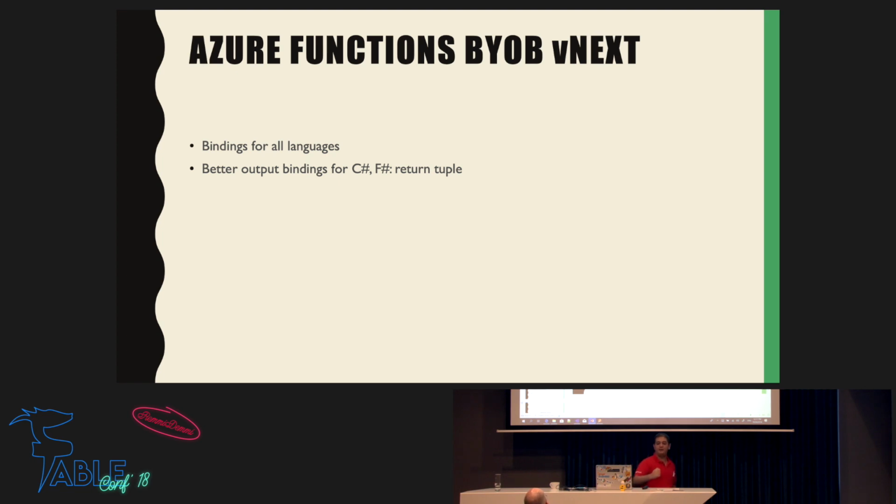I think there's a better way for doing output bindings. Right now, output bindings suck because they're using out on the C# side, which is even worse on F#. And I think there's a better way to do this by using tuples. But I haven't had the time. This is something that I want to do for over a year. I just don't find the time to do this.